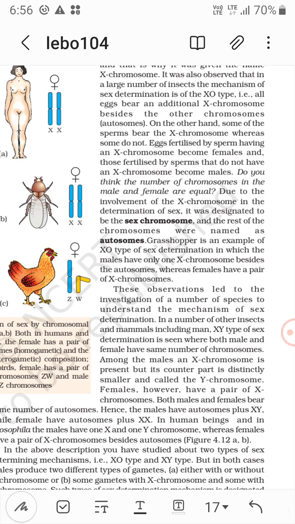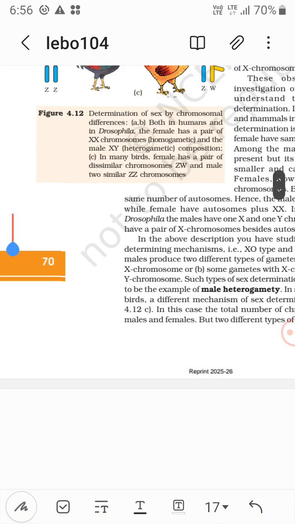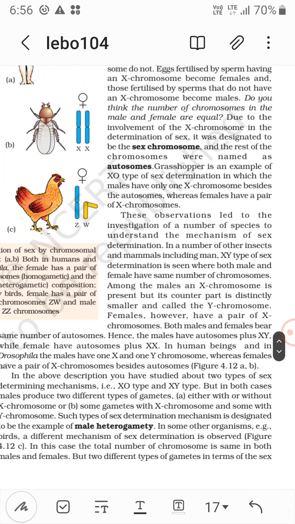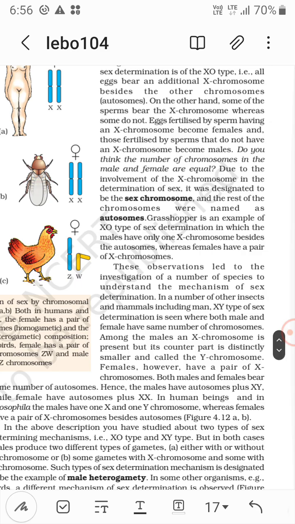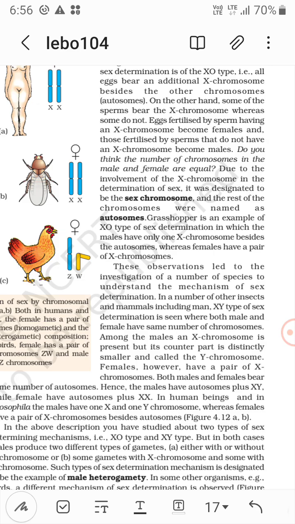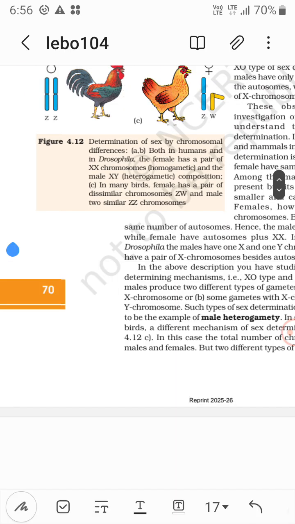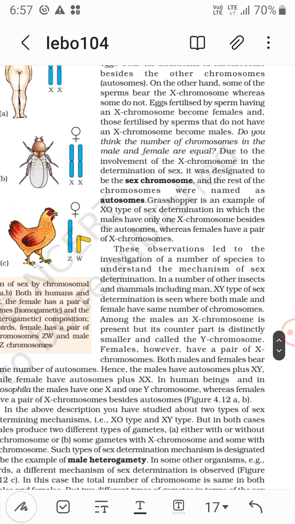So do you think the number of chromosomes in the male and female are equal? Due to the involvement of the X chromosome in the determination of sex, it was designated to be the sex chromosome, and the rest of the chromosomes were named as autosomes.